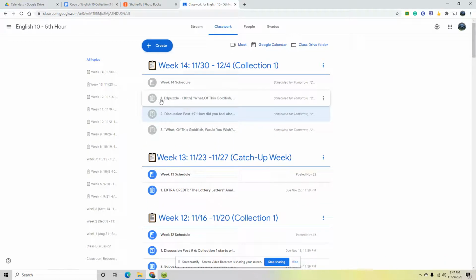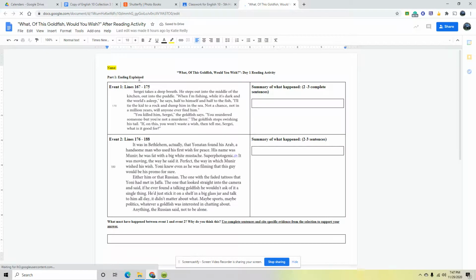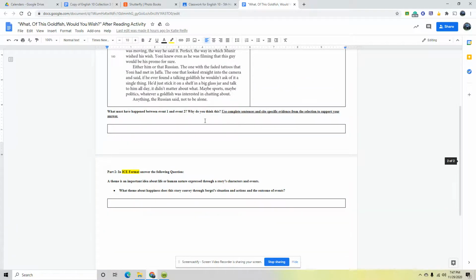That is why we have the Edpuzzle as number 1, discussion post is number 2, and then you have a document right here. And so they're assigned to you all specifically, but we have broken up pieces of the piece. It tells you what lines they're on, but remember, this also starts in the textbook on page 3. And then you need to put in a summary of what happens in this scene, 2 to 3 sentences, complete sentences. And then we're taking a look at a question here, and then we are ICEing.